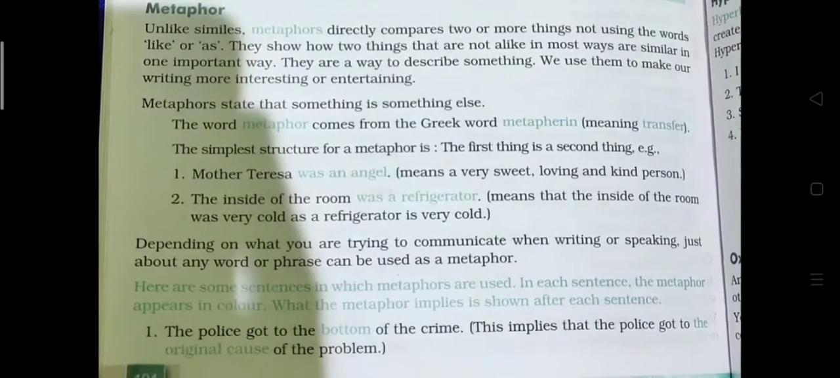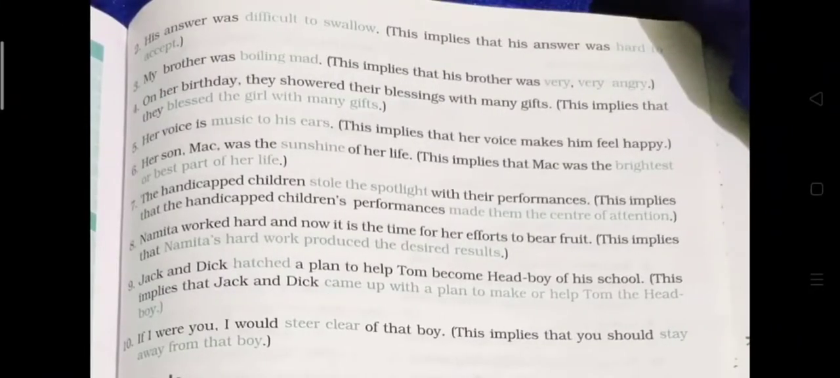Okay, so here some sentences are also there that you have to read on your own. His answer was difficult to swallow. This implies that his answer was hard to accept. So we are saying, will he swallow his answer? No. Yeah, in some cases students have the habit to eat the paper, but here it doesn't imply that directly. We are not saying that he will eat the answer, but we are implying that his answer was very hard to accept. Something was asked and he answered something very different.